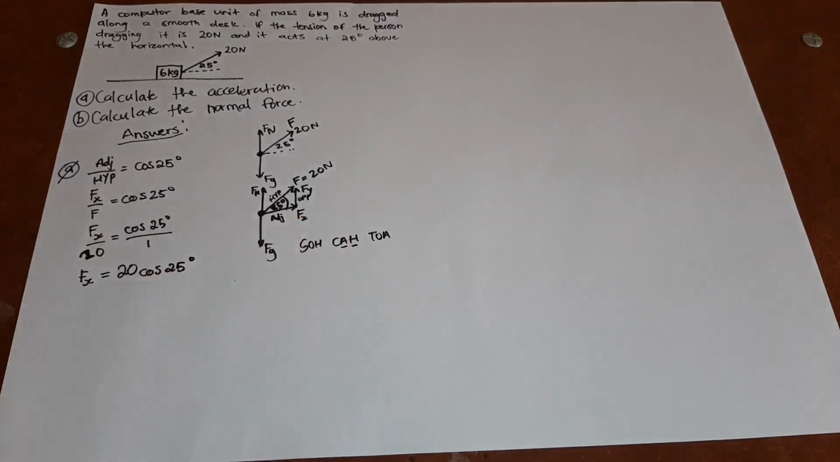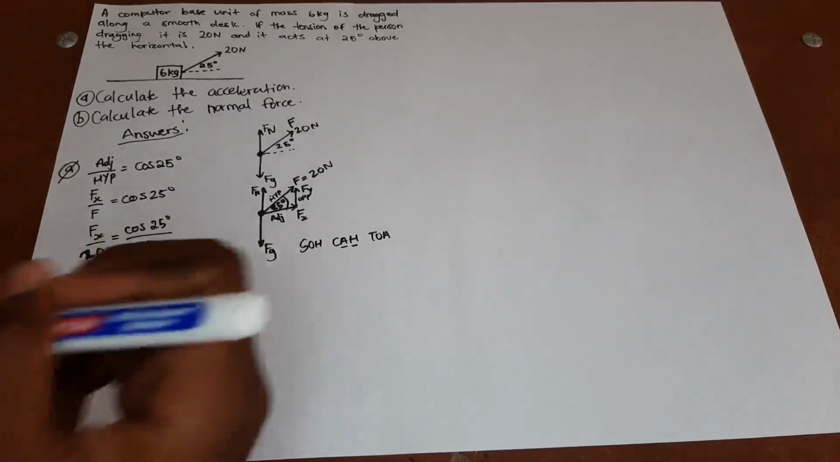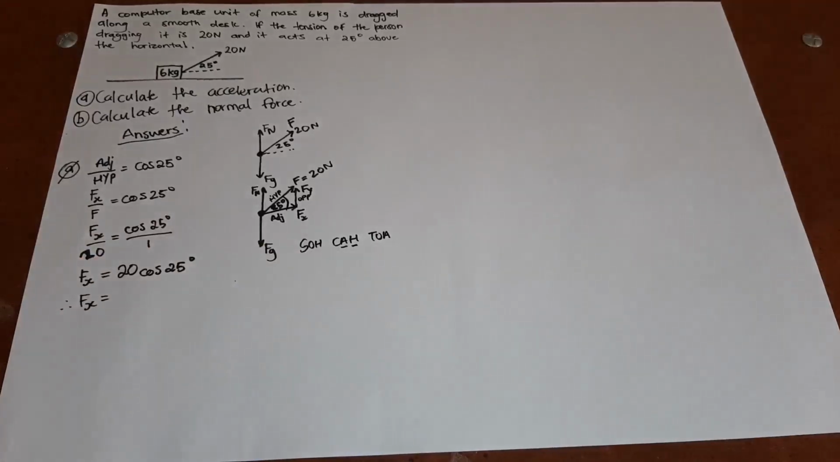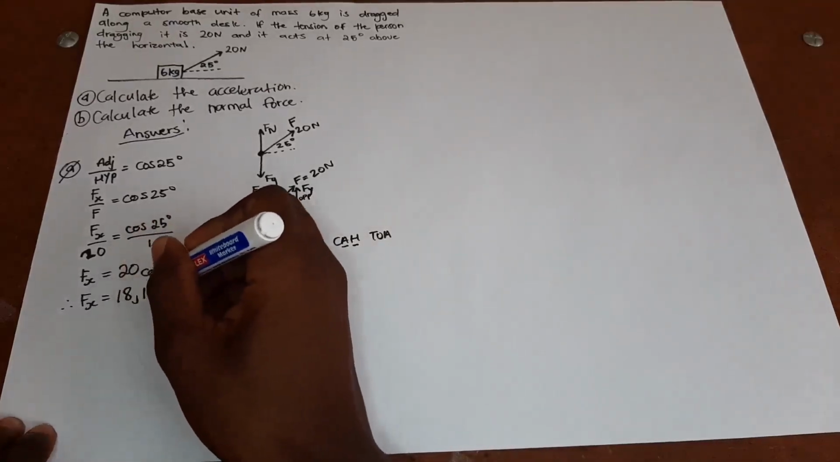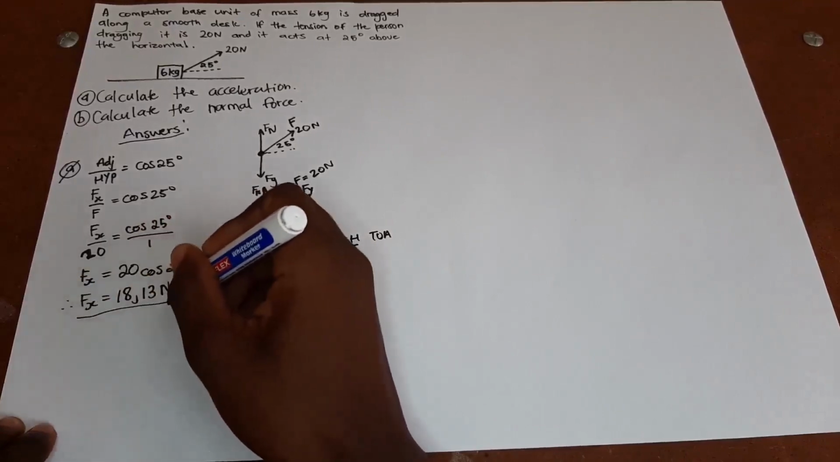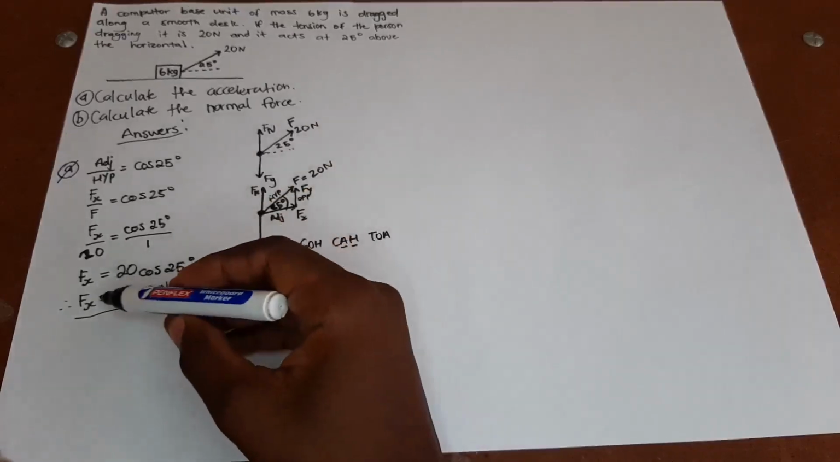Let's press our calculators. Therefore our Fx is equal to 20 cos 25 degrees, which becomes 18.13 newtons. So now we found our x component.